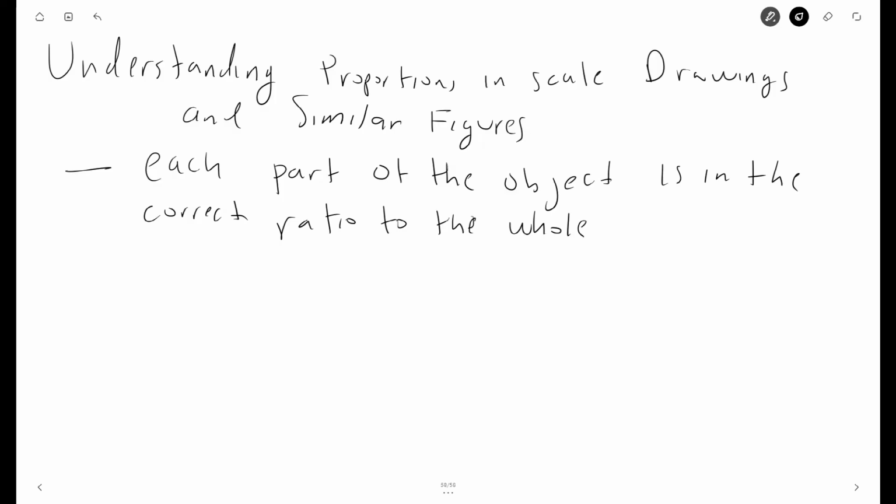So what are scale drawings? Scale drawings are representations of objects or structures that maintain the correct proportions by either reducing or enlarging in size. They are used to give a clear picture of how an object would look in real life while fitting it onto a manageable size of paper or digital format. So they can be used for objects or structures.